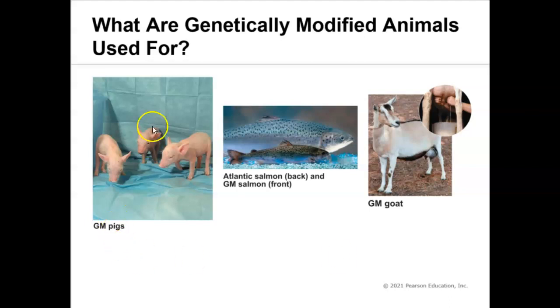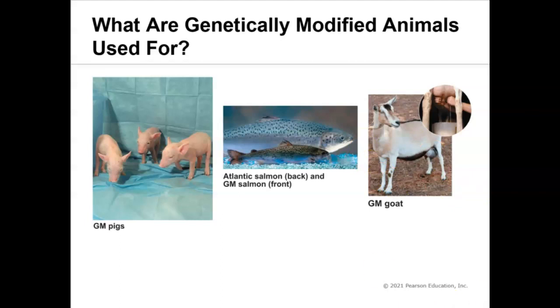So these genetically modified pigs are used for organ transplants. This goat is genetically modified to produce a protein that is used in pharmaceuticals. And then this salmon is genetically modified to grow faster and reach market size years before other salmon.